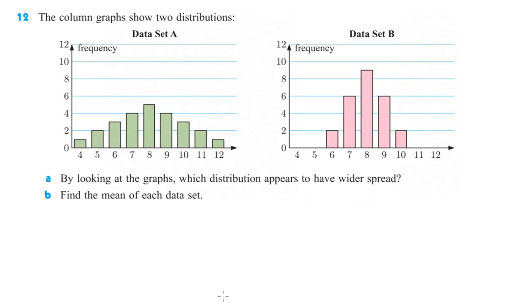Okay. All right. Take a look at the last one here. Okay, 12. The column graph shows two distributions. By looking at the graphs, which distribution appears to have a wider spread? We'll definitely say that data set A looks to have a wider spread, right? And then it says find the mean, the average of each set. So really this 10 and 6, those average out, 7 and 9 average out. So our mean on this one is definitely 8.